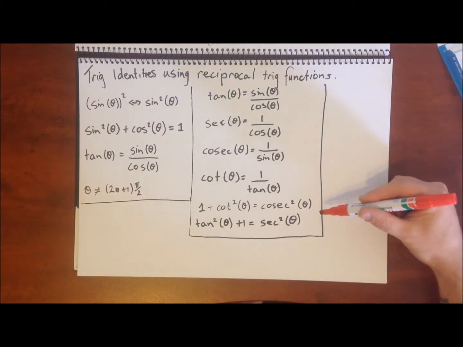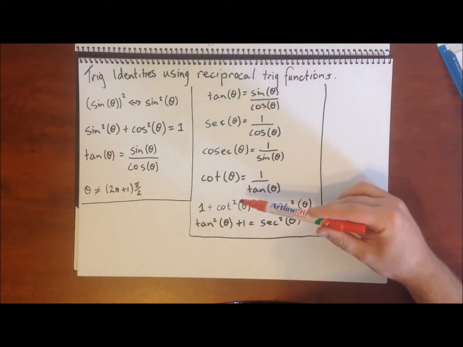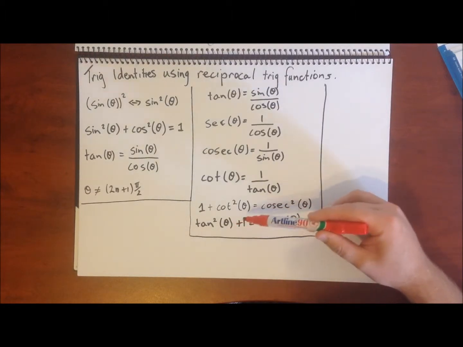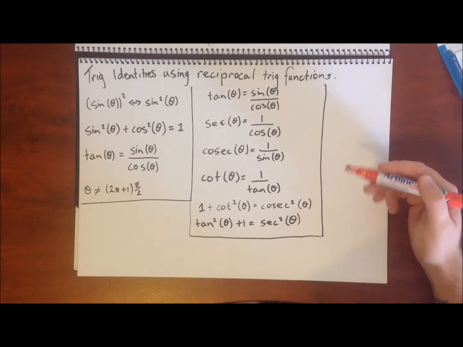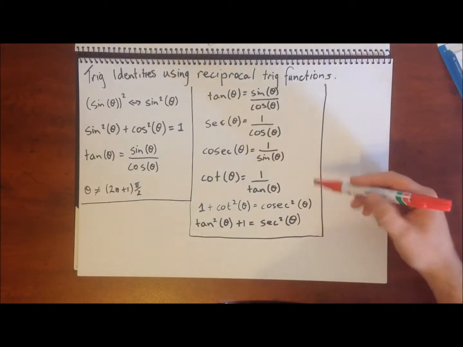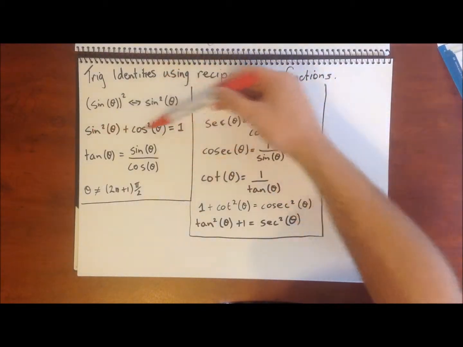And a couple of new ones that we're introducing in this video are 1 plus cot squared theta equals cosec squared theta, and tan squared theta plus 1 equals sec squared theta. Now at the end of this video, if you like, you can actually prove these ones for yourself, because it's a rearranging of this equation here.